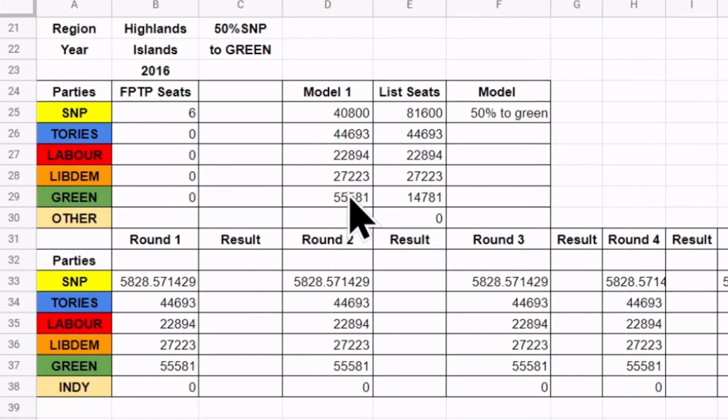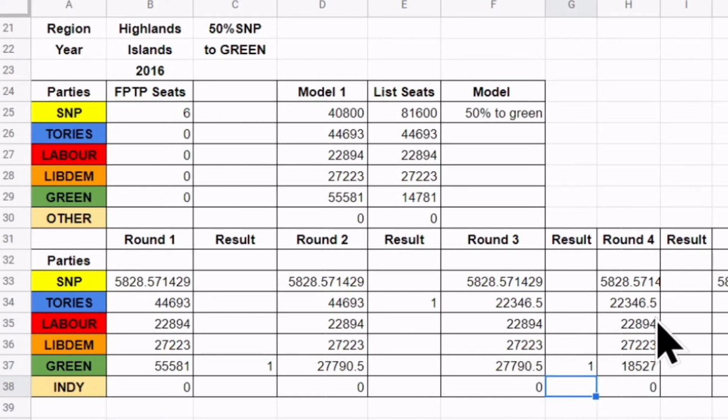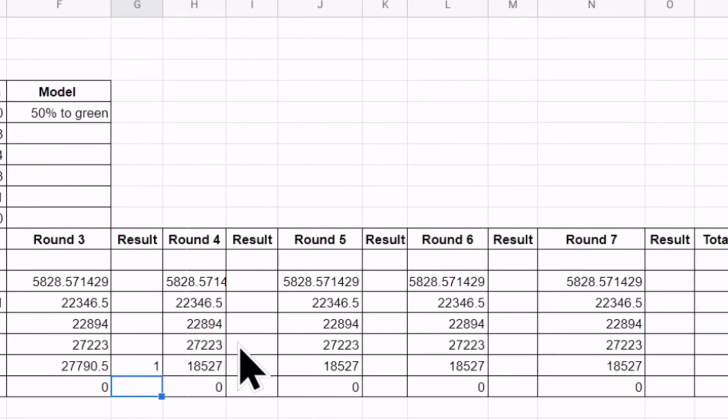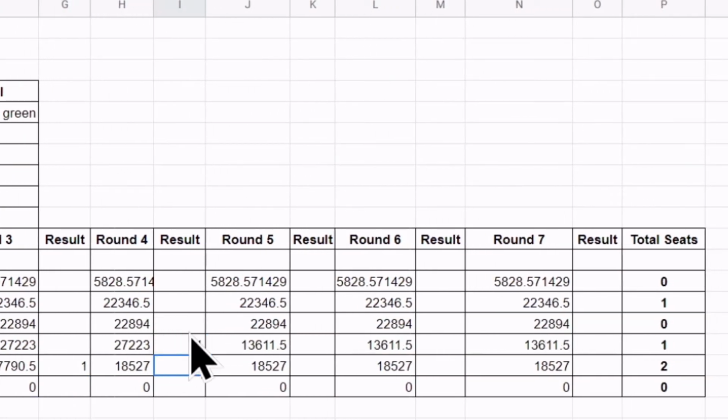All right, so let's go straight into the results part. That is the Green Party with the first lot of votes. A win there for the Greens. And let's have a look. 27790, 27. Well, it's going to be the Tories there, isn't it? Because they got 44,000. And then the next one is definitely going to be the Greens again. And then the next one, 22346, 22849, 27. That will be the Liberal Democrats.